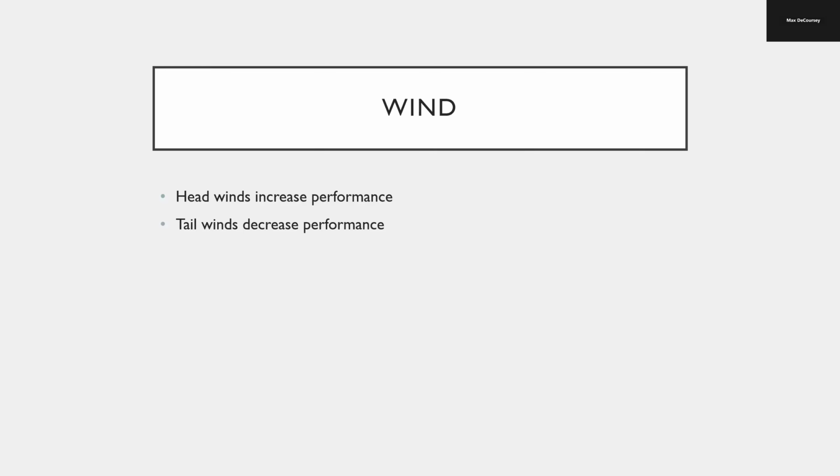If you ever look in the performance charts for most airplanes, it'll tell you that for every 2 knots of tailwind, you increase your landing roll 10% or your takeoff roll 10%. So think about that. 2 knots is not a lot compared to an increase of 10% in your landing roll. That's a lot. So always, always, always try to land with a headwind when you can and avoid a tailwind.